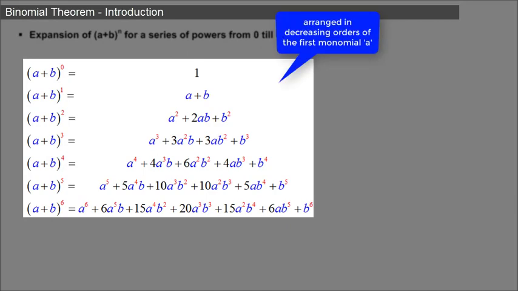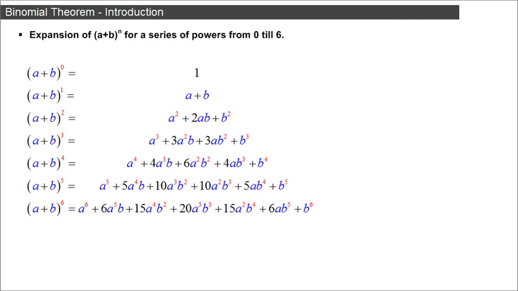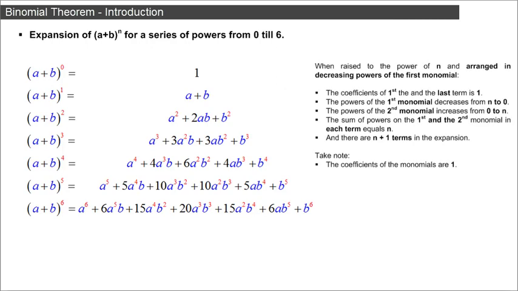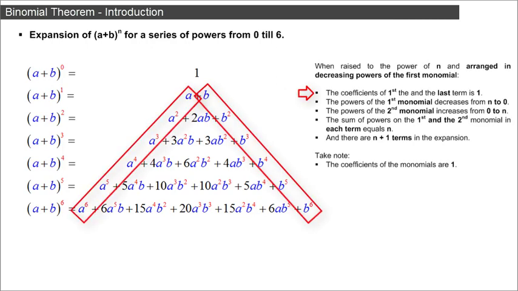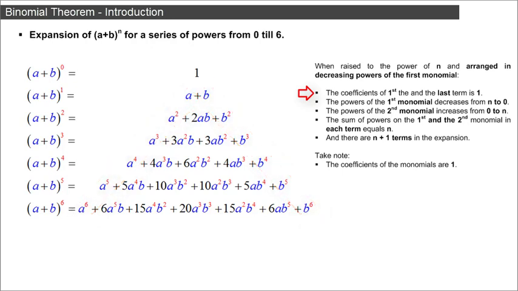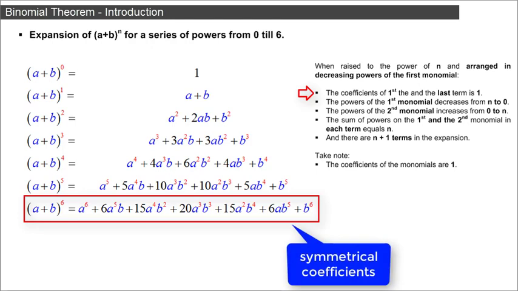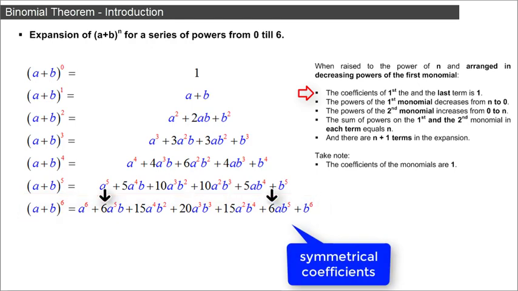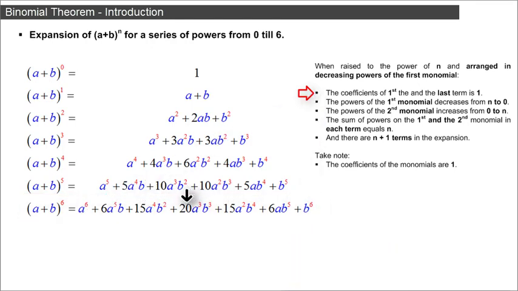Note that in each of these expansions we have chosen to arrange the terms in decreasing powers of the first monomial, that is a, and that results in some interesting observations. Firstly, the coefficients of the first and the last terms are 1, and the coefficients are symmetrical. Consider the binomial raised to the power of 6. The coefficients are 1, 6, 15, 20, 15, 6, 1, with 20 in the middle.